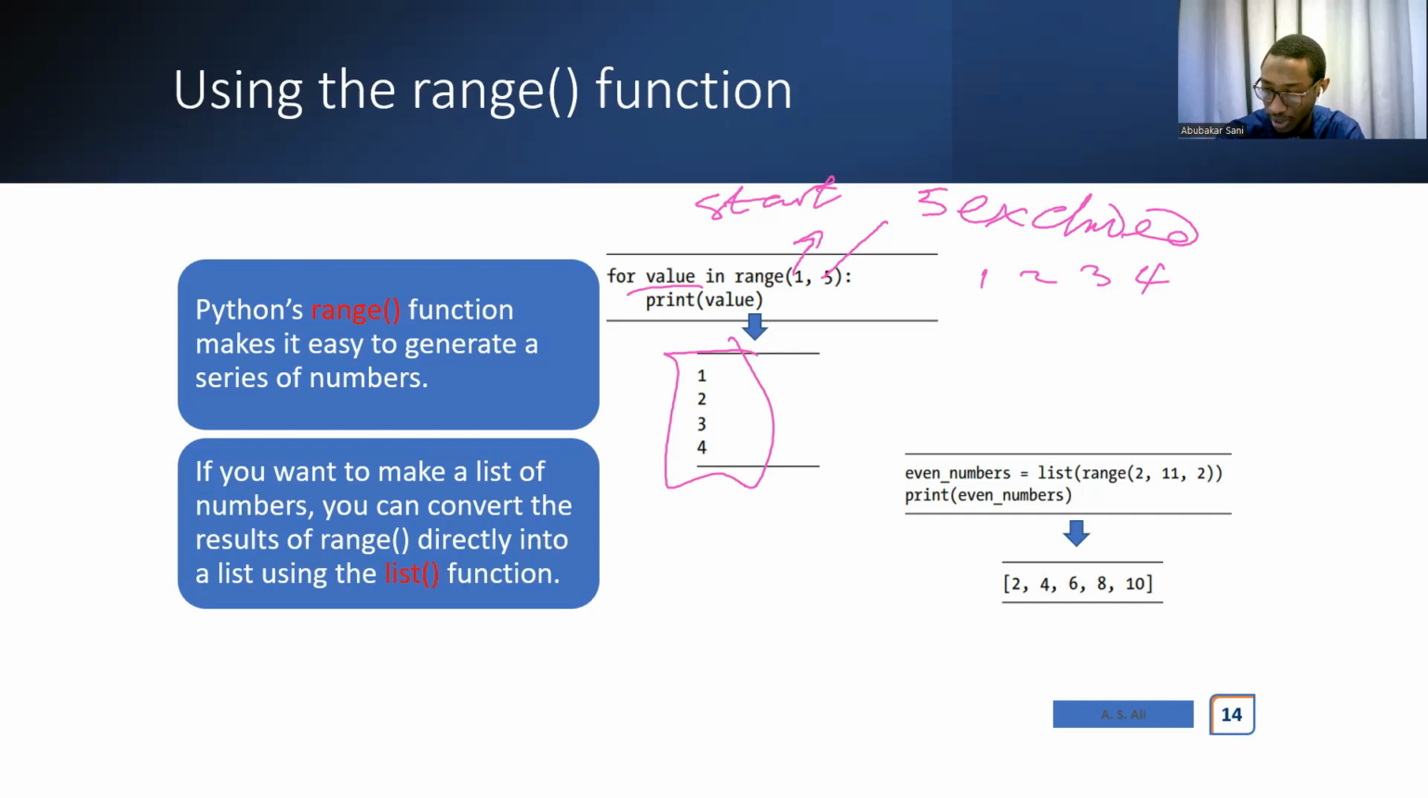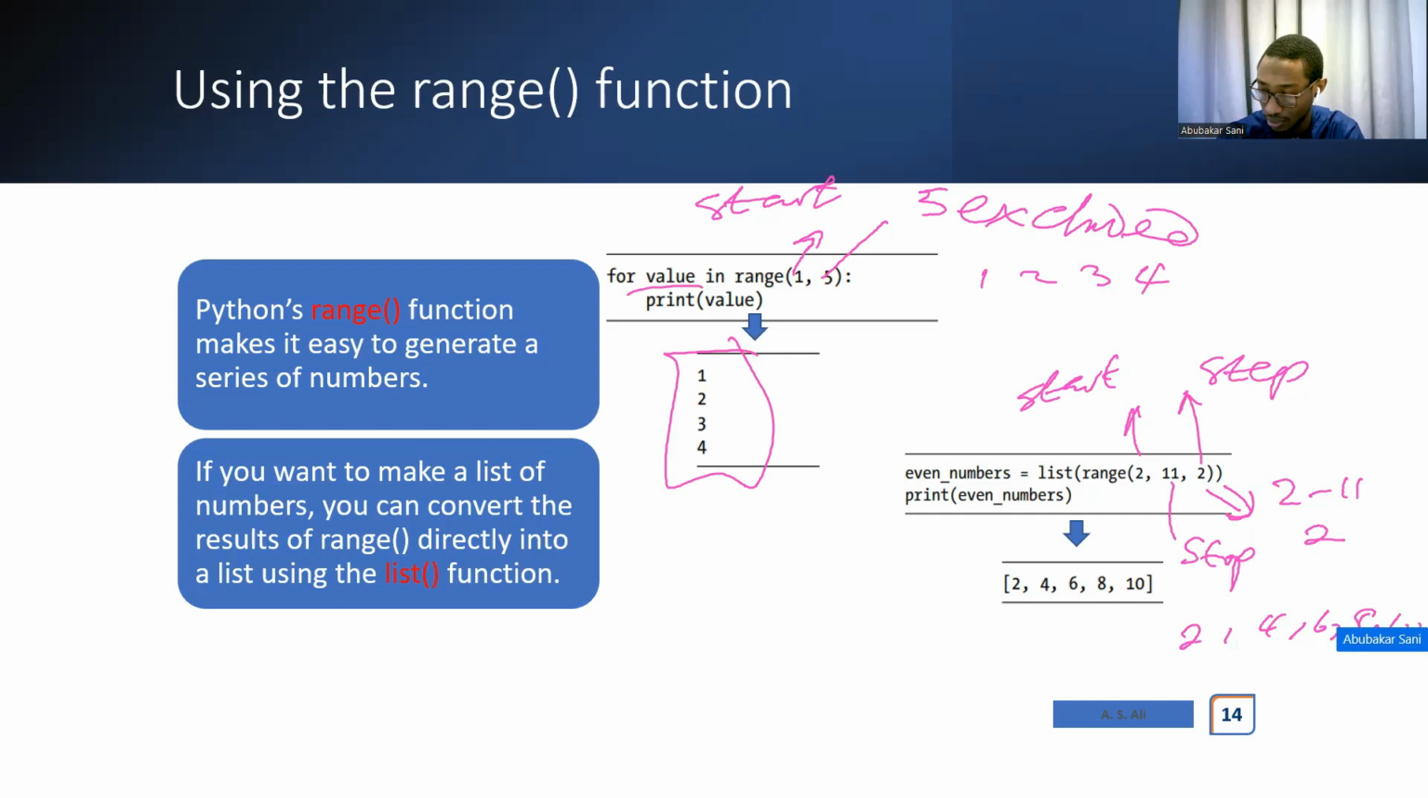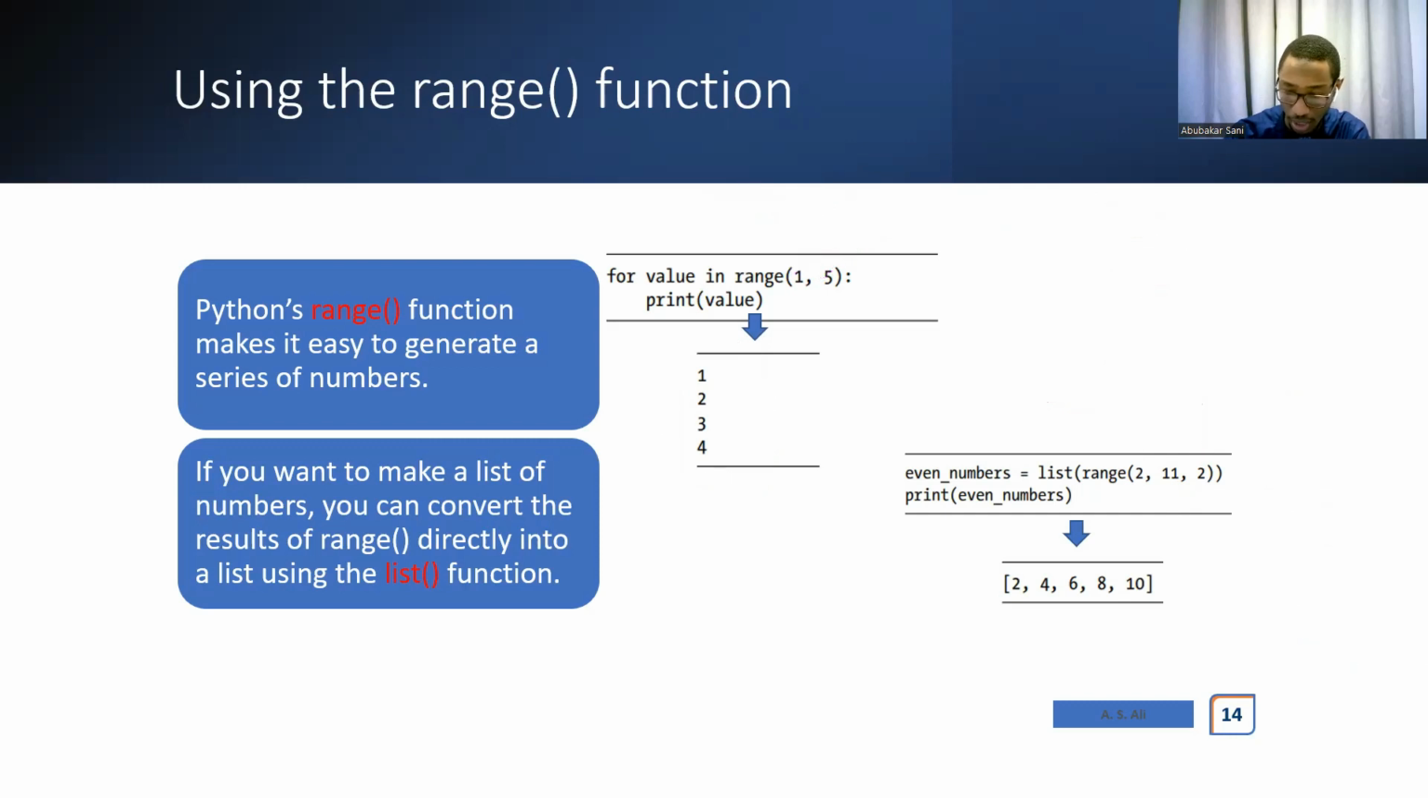If you add the third number to range, it will assume the first to be the start. The second one will be the stop, and the third one is going to be the step. So here we want to generate numbers from 2 to 11 with a step of 2. So we're going to have 2, 4, 6, 8, and 10. So this is going to be the output for us. This is the range. This is how it works.